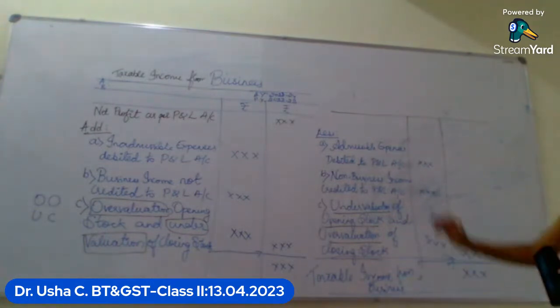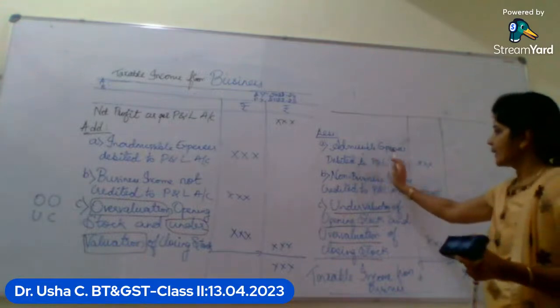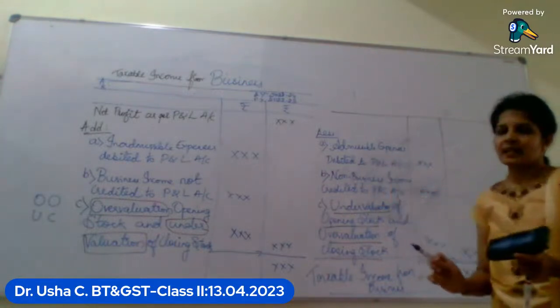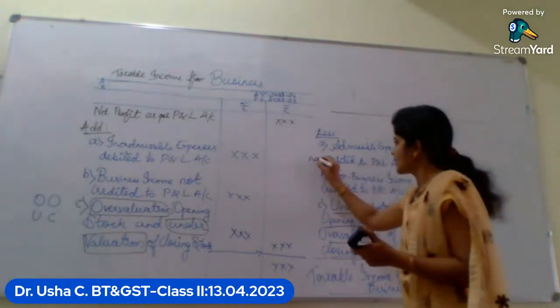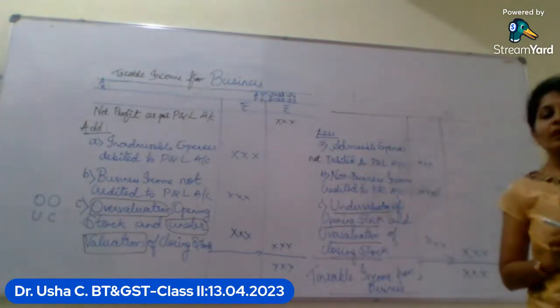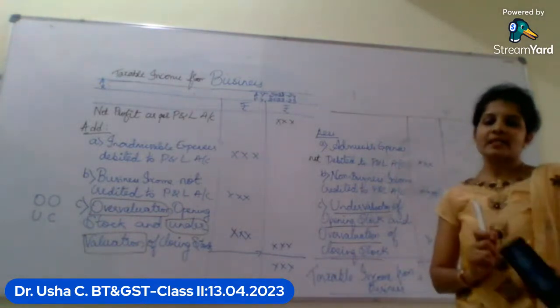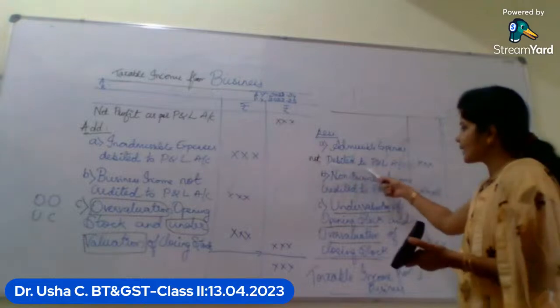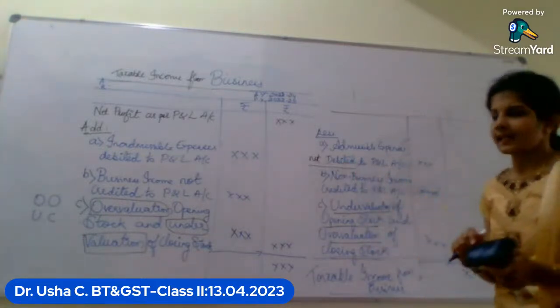Taxable income from business. I'll repeat these three. Just listen carefully. Admissible expenses debited to profit and loss account. Admissible expenses means what? Whatever the allowable expenses which are not debited to the profit and loss account. Not debited means what? Which are not deducted.